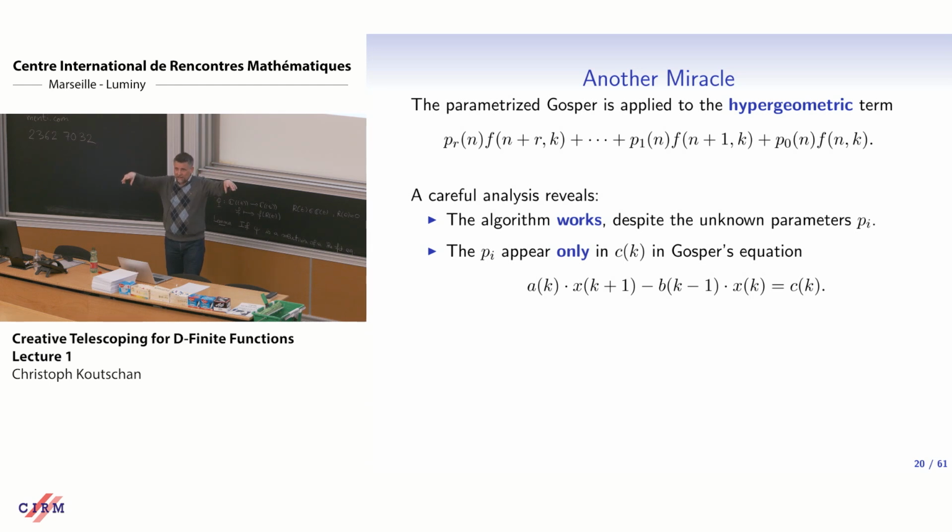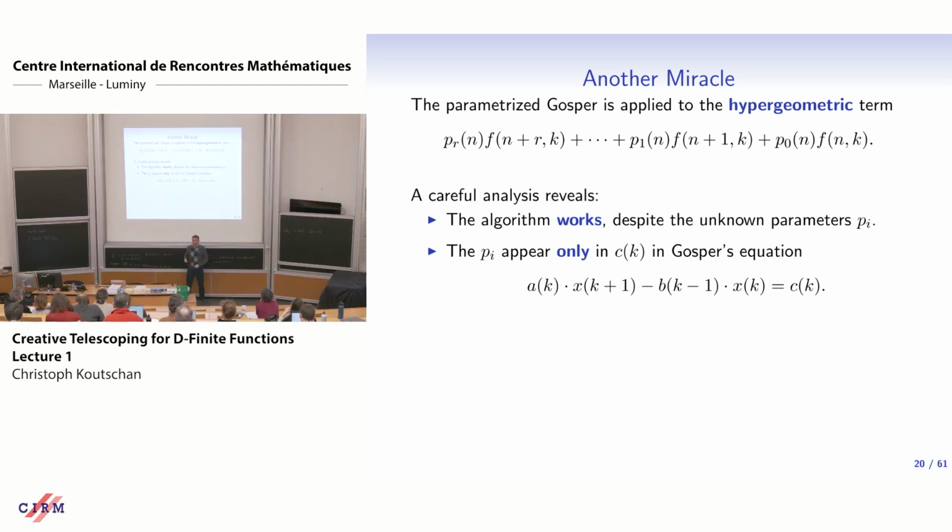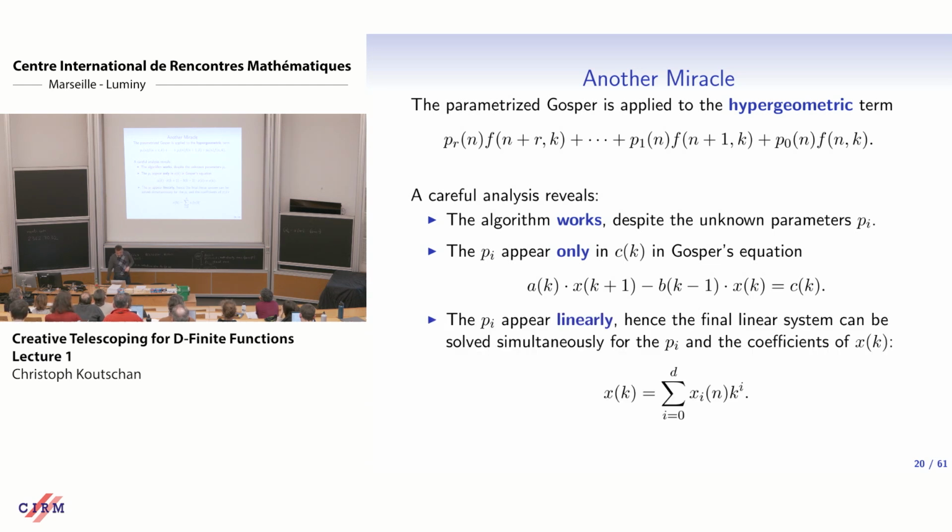Everywhere you have this pi, but actually you don't have them everywhere, but you will find that these pi, these unknown coefficients, appear only in the polynomial c. So in the Gosper form we had a divided by b and c of k plus 1 divided by c of k. And the pi only appear in the c. So here is Gosper's equation, so that means they only appear in the right-hand side of this equation, not in the left-hand side, which is very good because now, recall how we solve this equation.